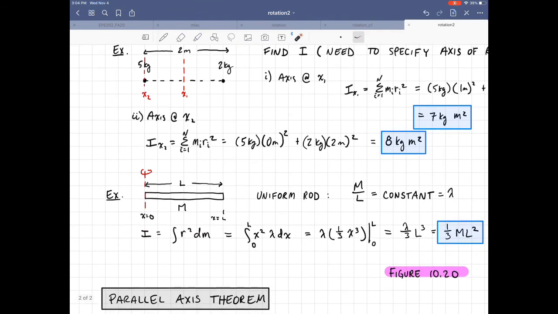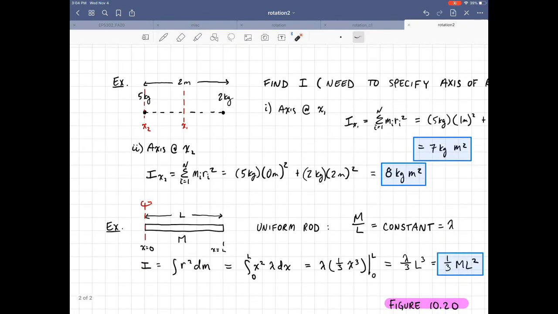So how does this play out if we've got a continuous distribution of mass rather than a discrete collection of point masses? So let's look at this. I've got a rod here. So this is a rod of length L, total mass M, and I'm going to rotate the rod about this axis over here on the left. And so I want to figure out the moment of inertia of this rod about that axis.